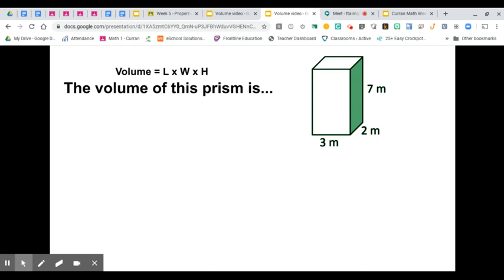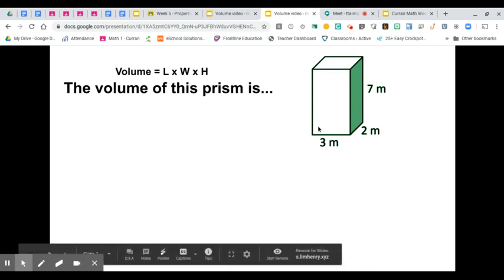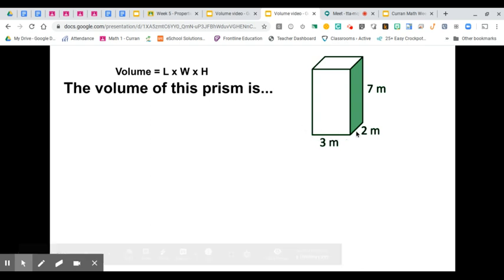So if we take a look at the example rectangular prism, I notice that the length is 3, the width is 2, and the height is 7. So in order to find the volume of this rectangular prism, I would need to multiply 3 times 2 times 7. When I did so, I would get 42 meters cubed.